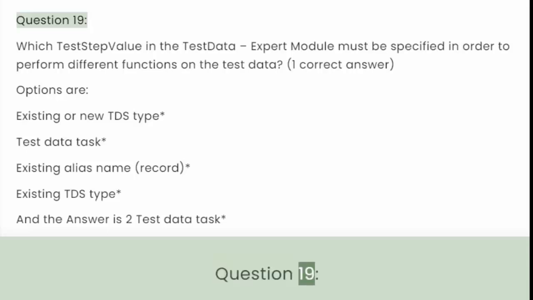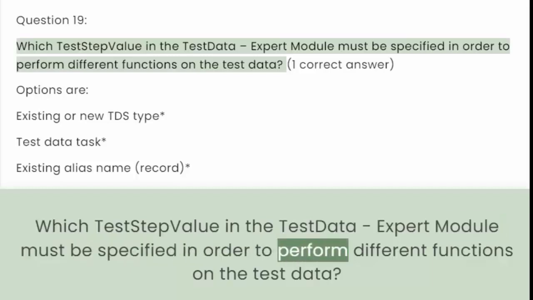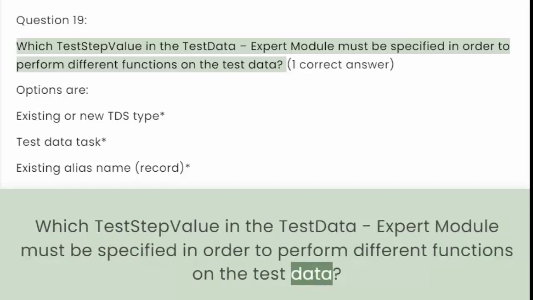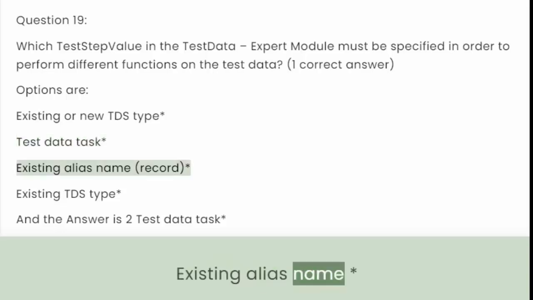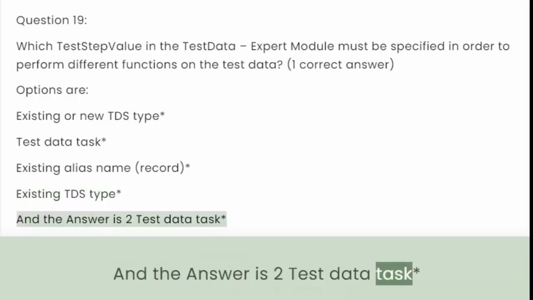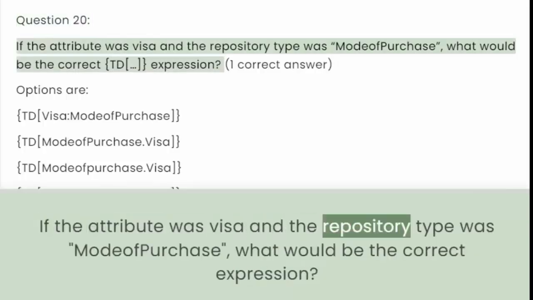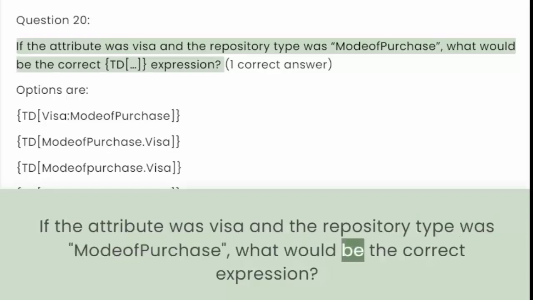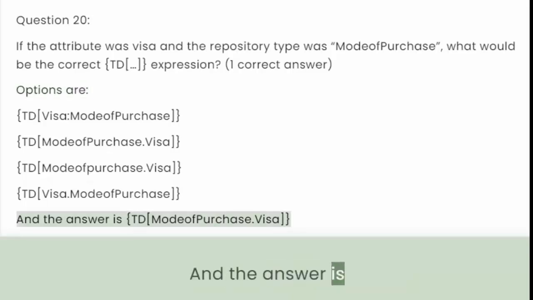Question 19. Which test step value in the test data expert module must be specified in order to perform different functions on the test data? Options are existing or new TDS type, test data task, existing alias name, existing TDS type. And the answer is 2, test data task. Question 20. If the attribute was Visa and the repository type was mode of purchase, what would be the correct expression? Options are. And the answer is.